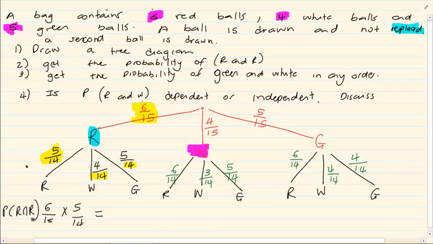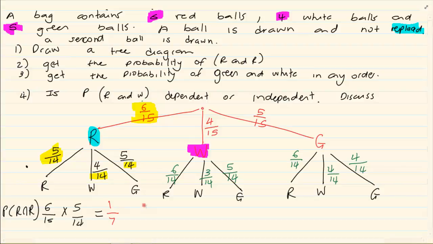When it's 2 events, then the formula is the probability of R times the probability of R. Remembering that the second one could have changed. Now why am I saying could have? Because if you had put the ball back, then remember the denominator wouldn't have changed. So our answer is 1 over 7. Okay, so the probability is 1 over 7.